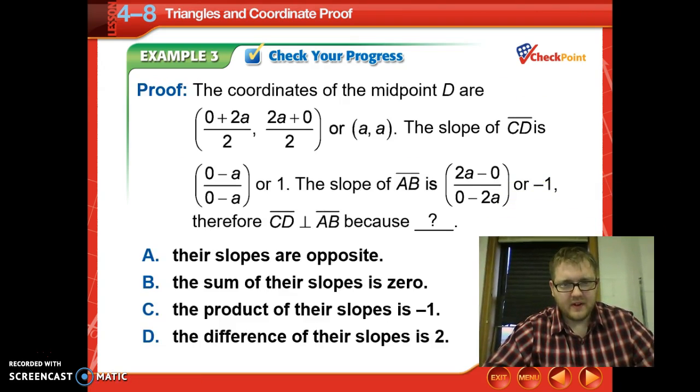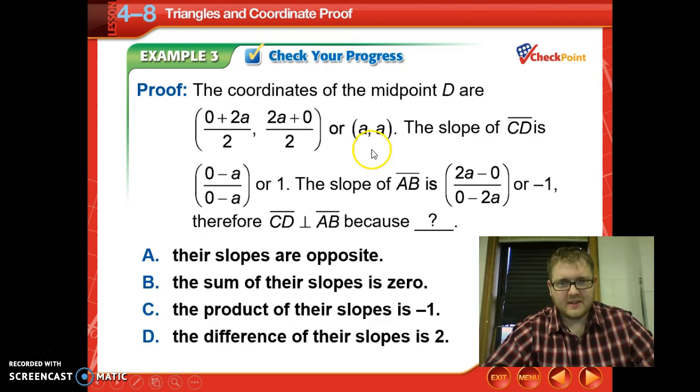So here's your proof. We say the coordinates of midpoint D are (0 plus 2a over 2, 2a plus 0 over 2), which is going to simplify to (a, a). The slope of segment CD is 1. The slope of segment AB becomes -1.